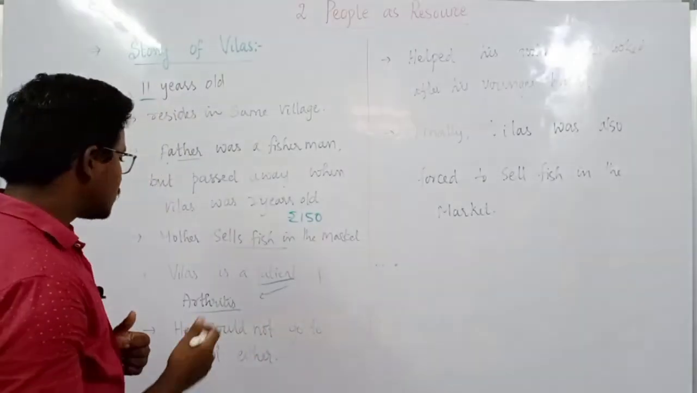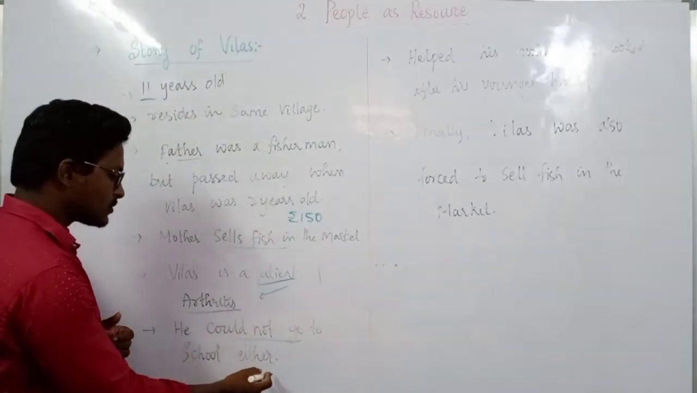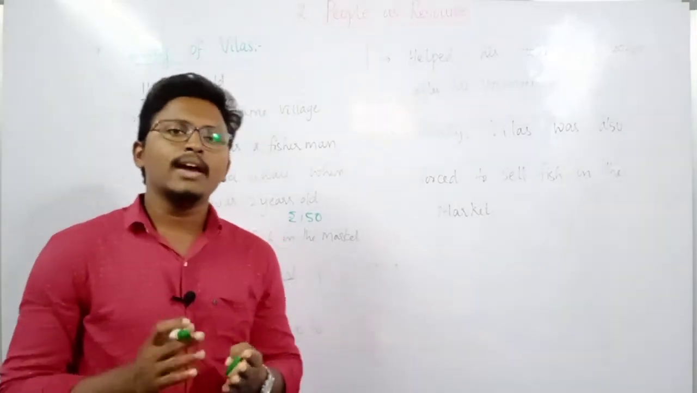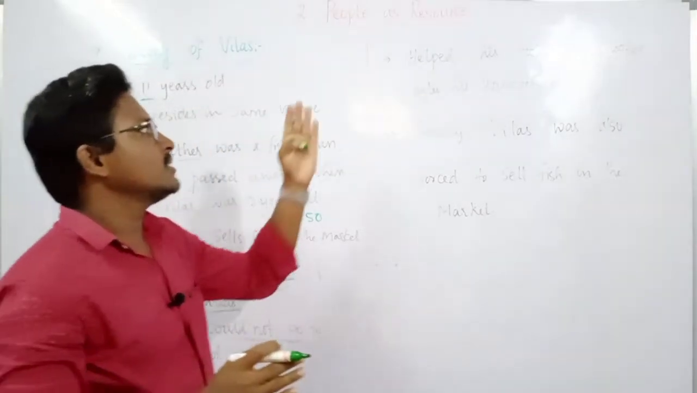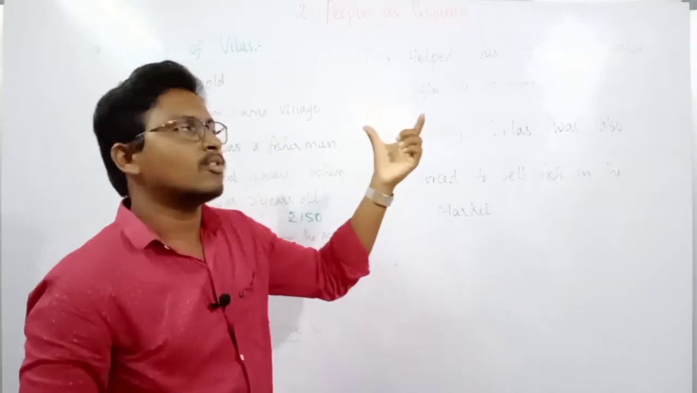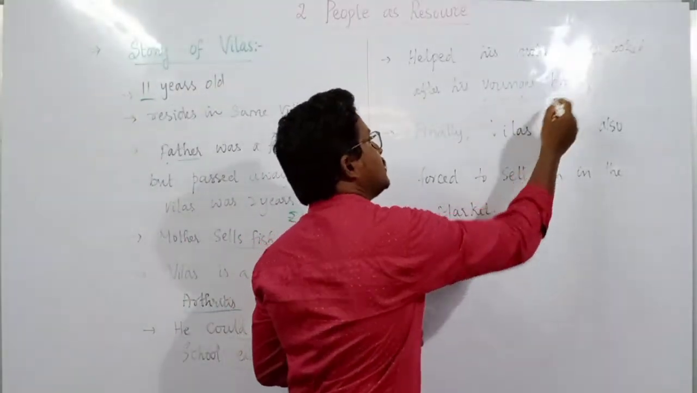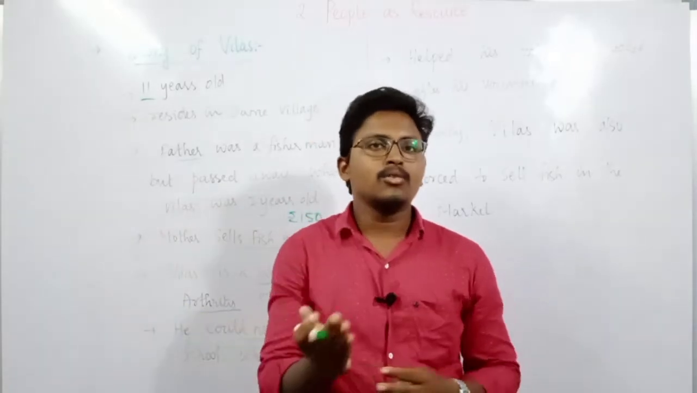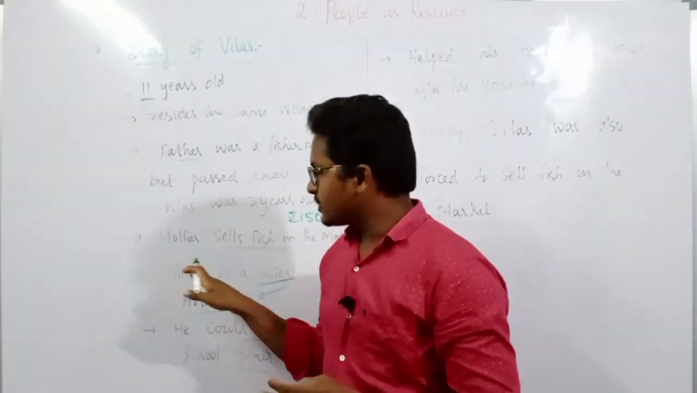Because of that, he could not go to school. At the same time, he was also not interested in going to school, and he wanted to help his mother. At the same time, he wanted to take care of his younger brother. Why? Because he is already a patient. And why could he not go to the hospital? Because his mother is earning very little.